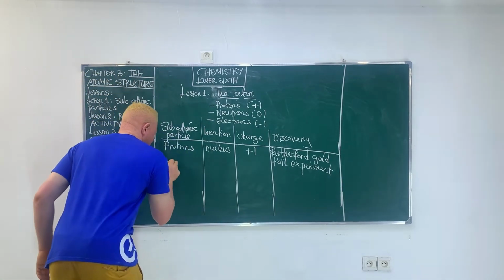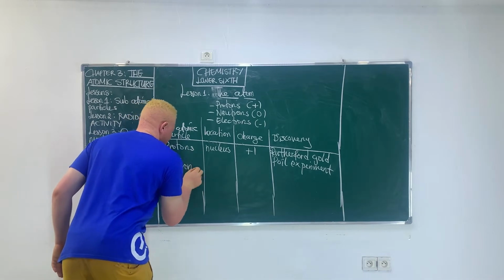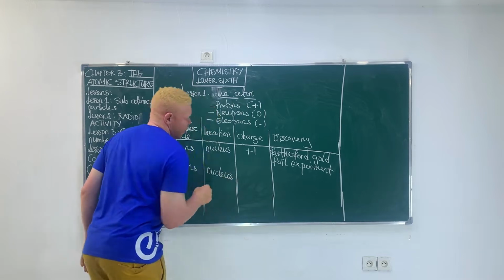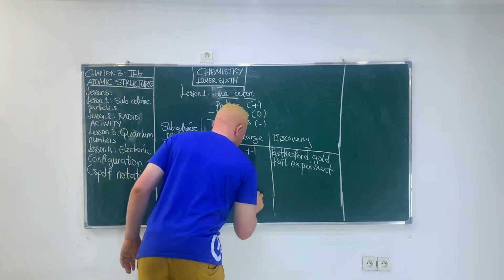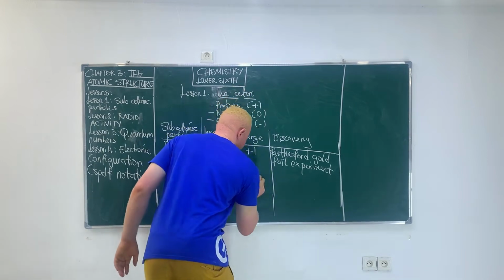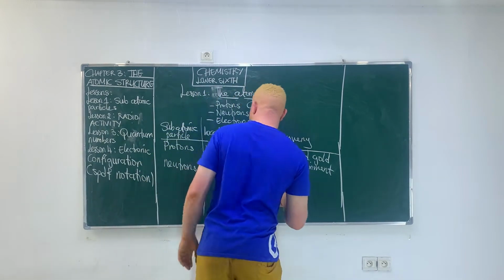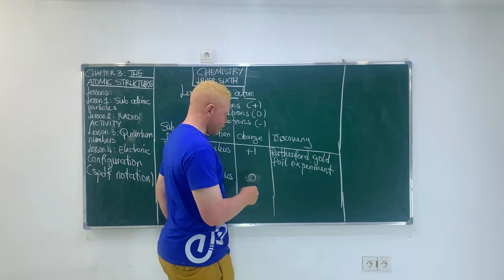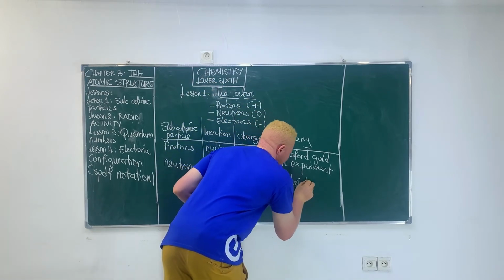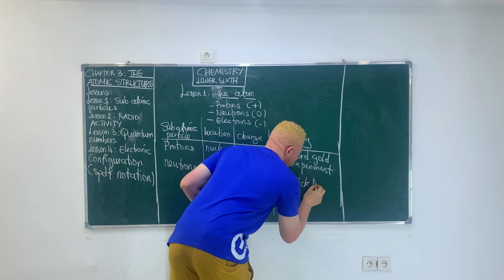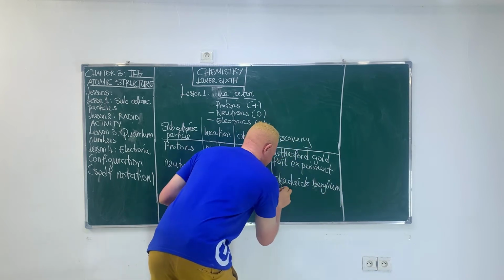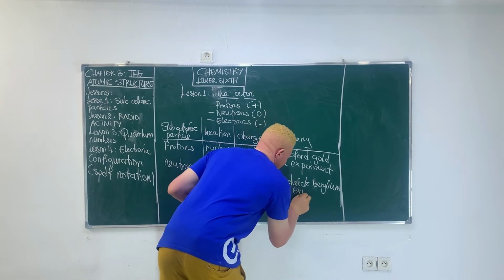So we have the neutrons. The neutrons are also found in the nucleus. The charge is 0, neutral. Discovered by Chadwick, the beryllium foil experiment.